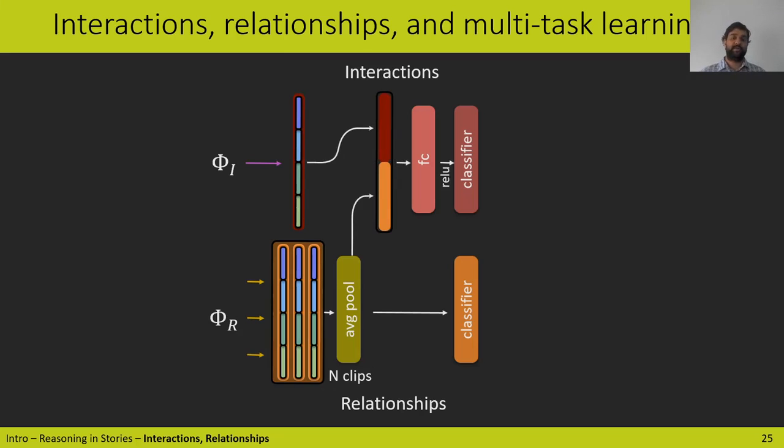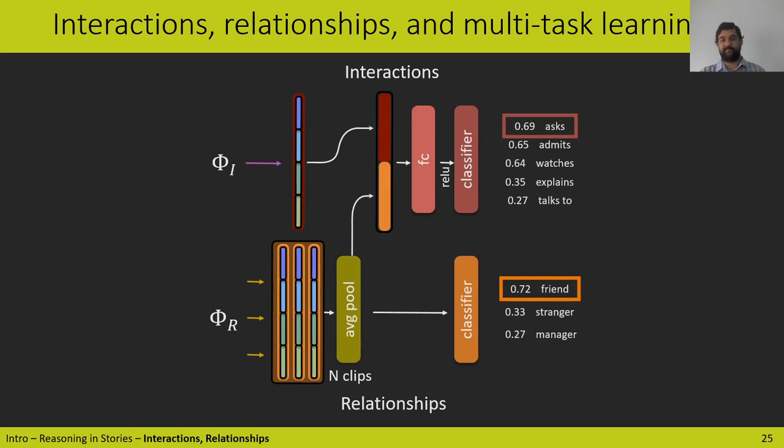Additionally, we also noticed that by feeding the relationship information and making the interaction depend on both the relationship and the interaction feature itself, we obtained better predictions for both interactions and relationships on average. So in this case, our model is able to correctly predict the interaction asks and the relationship friend.